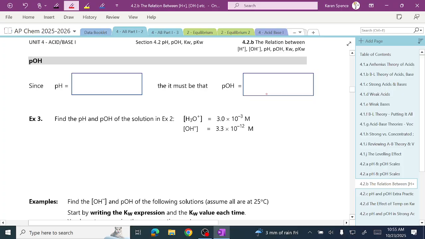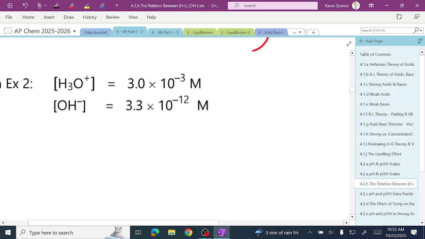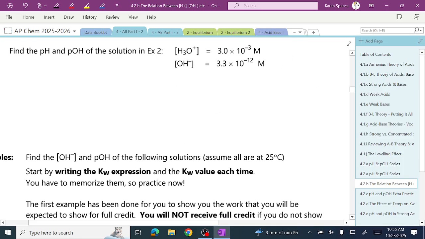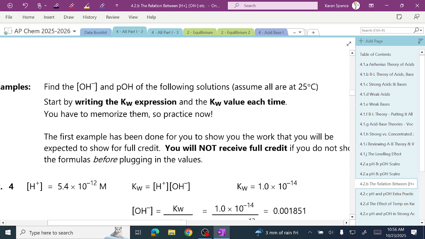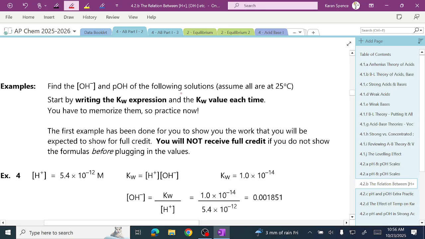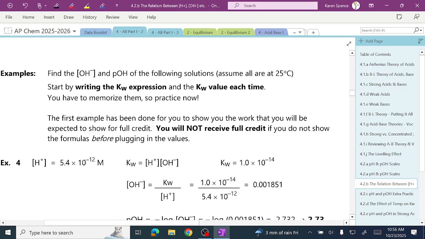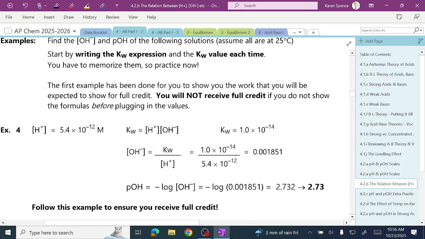This just goes over pOH, but it's pretty much the same. Do we need to go through an example like that? Negative log of H, negative log of OH. You don't have to write this down if you don't want to. Find the concentration of OH and pOH of the following solutions. It's a good thing this is written out because we've only got like 4 minutes left, I think. No, we have 9 minutes left. Okay, we're good.